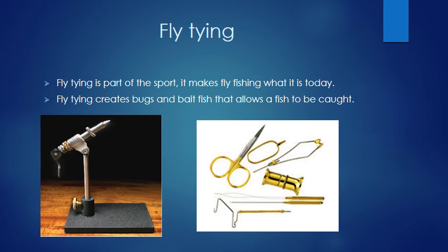Along with just fishing, fly tying is a huge part of the sport and makes fly fishing what it is today. Fly tying creates bugs and bait fish that allow the fish to be caught. The picture to my left is a simple fly vise which holds onto the hook. The picture to my right is all the utensils used to tie flies. We use thread and we use different sizes of hooks to create these flies.